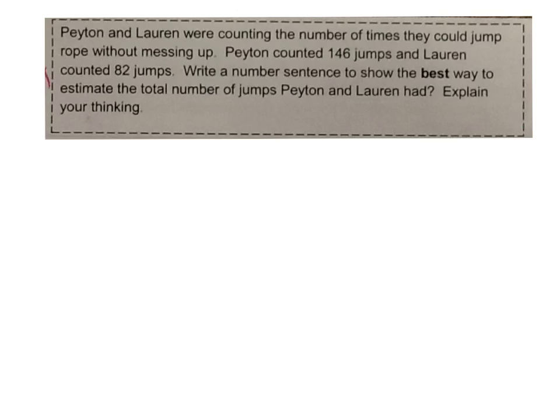Now we're going to look at a problem that would have us estimate. We're going to also compare the two to see which one would be more reasonable, compatible numbers or rounding. This problem says Peyton and Lauren were counting the number of times they could jump rope without messing up. Peyton counted 146 jumps and Lauren counted 82 jumps. Write a number sentence to show the best way to estimate the total number of jumps Peyton and Lauren had. Since I'm finding the total, I know that my number sentence would have 146 jumps for Peyton plus 82 jumps that Lauren did to find the total.